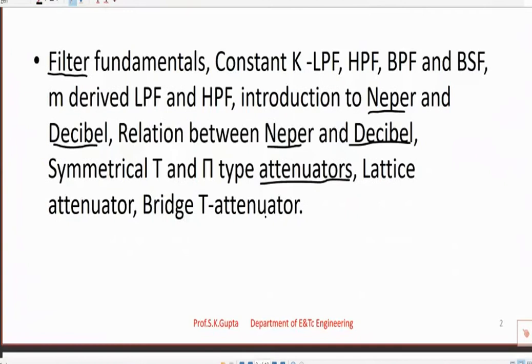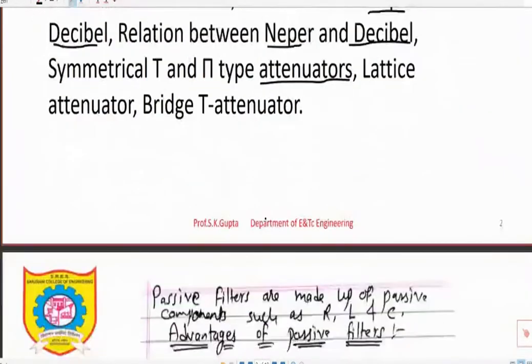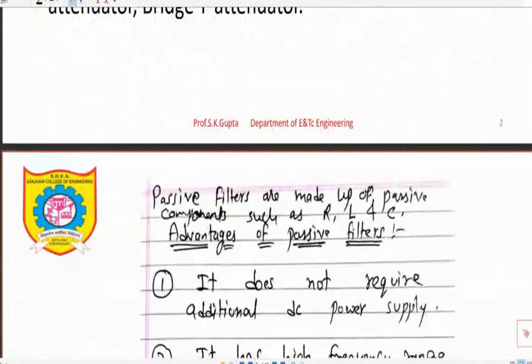So starting with the filters, there are two types of filters, active filters and passive filters. Passive filters are generally made up of passive components such as resistance, inductor and capacitor. While the active filters are made up of these passive components RLC and some active components like op amps, diodes, etc. But passive filters do not require op amp.